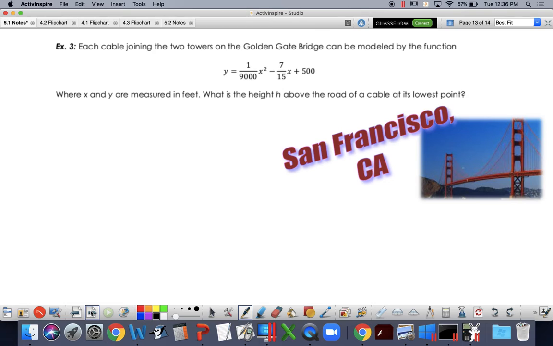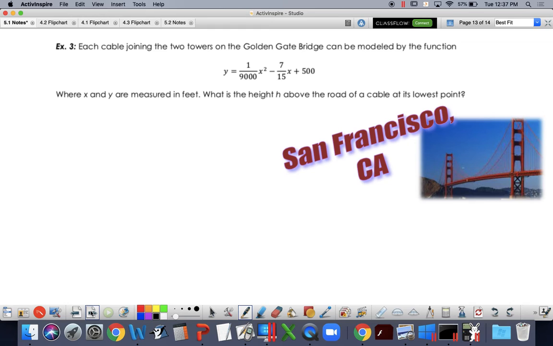Each cable joining the two towers of the Golden Gate Bridge can be modeled by this particular function, right? Models in real life don't have nice whole number setups for all of our coefficients, so that's what we have there, where x and y are measured in feet. What is the height h above the road of a cable at its lowest point? So say we're walking across the Golden Gate Bridge and we see the cables. Can Miss Sedlick jump up and touch the bottom? Will it get that low? I don't know. Let's figure it out.